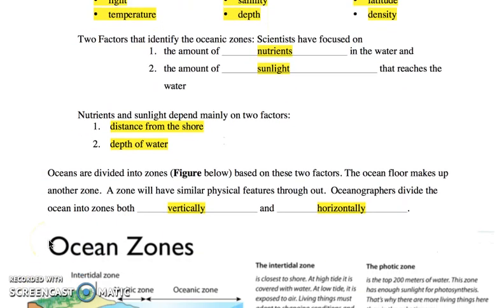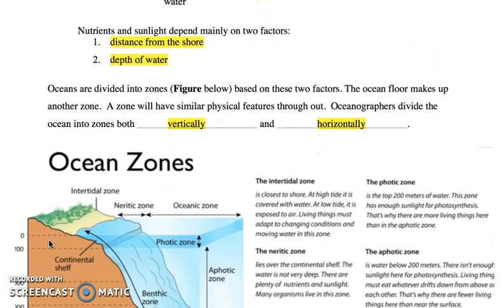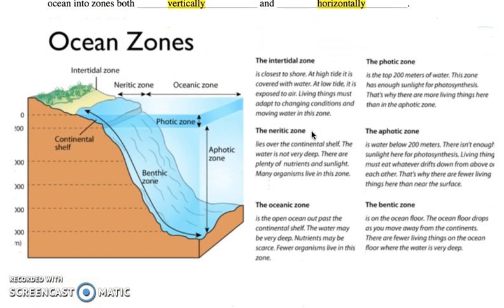Oceans are divided into 2 major zones. We could divide them vertically, or we can divide them in terms of horizontal distances from the shore. So we need to take both of those into consideration. Intertidal zone, this is the zone that is in between. Inter means between, so in between the tides. At high tide, it's going to be completely covered by water. At low tide, it's going to be completely exposed. So it's really the part that you're going to go play in when you go to the beach.